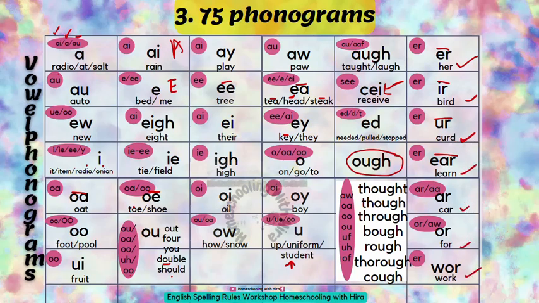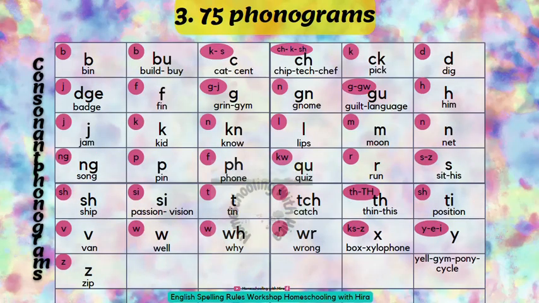Listen to their British version. Her, bird, curd, learn, car, for, work. Now I know this is too much to absorb in the first go, but yes, it is an advanced spelling rule, so I need to give you these phonograms. However, you can always repeat them, come back, master yourself with these sounds, and English will be a piece of cake.